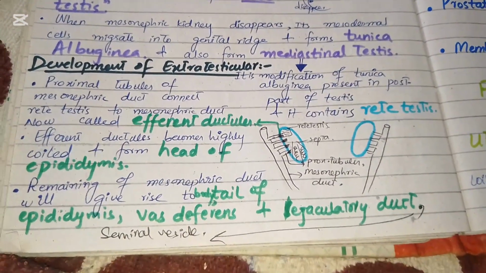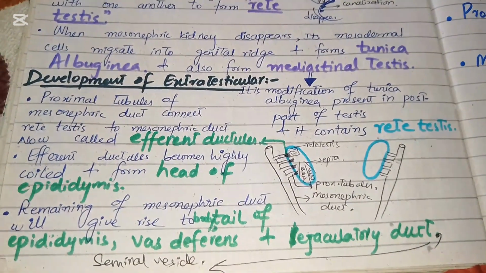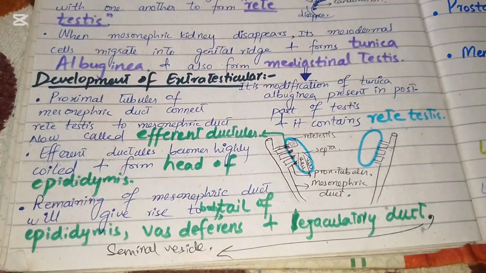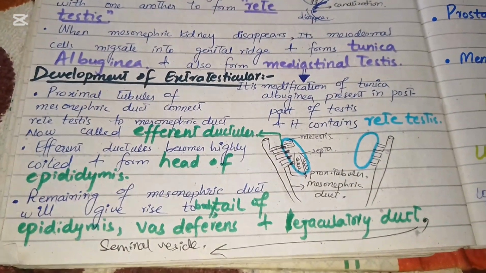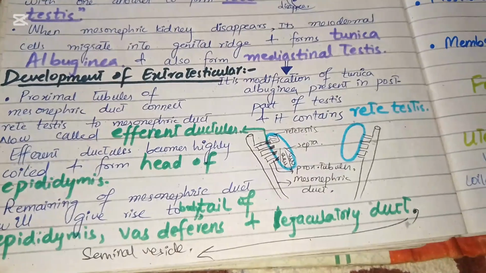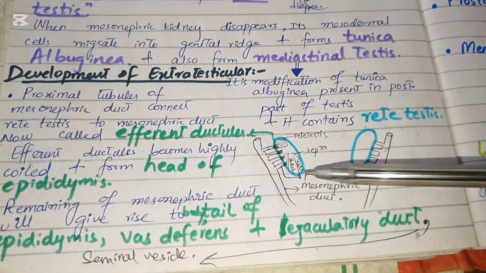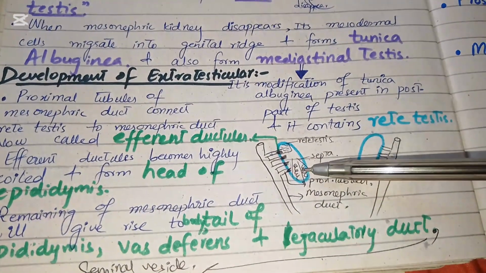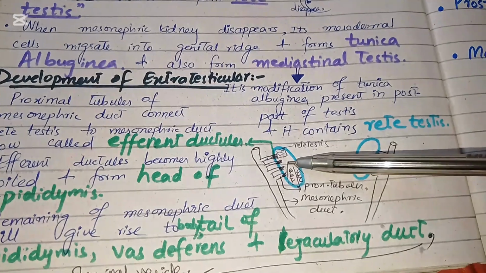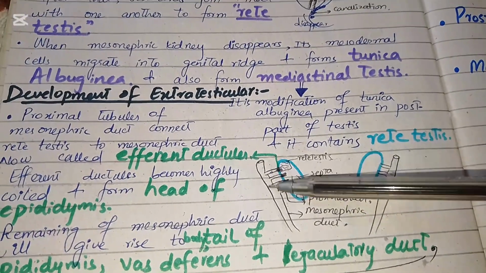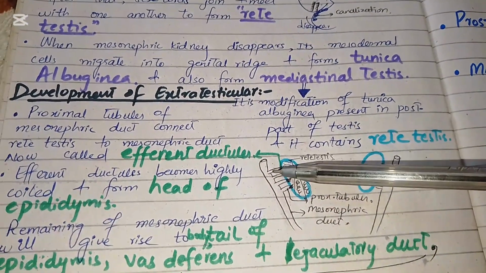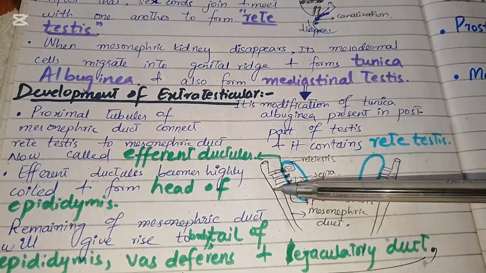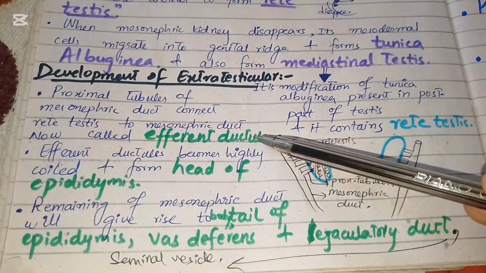Now let's discuss the extratesticular tubules, the tubules that are present outside the testes. So now you can see that the testes are growing, and the seminiferous tubules and the rete testis have been formed. The mesonephric duct is present on the outside. The tubules that connect the rete testis with the mesonephric duct will develop into the efferent ductules.